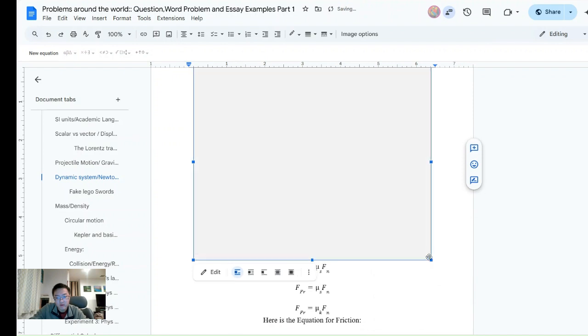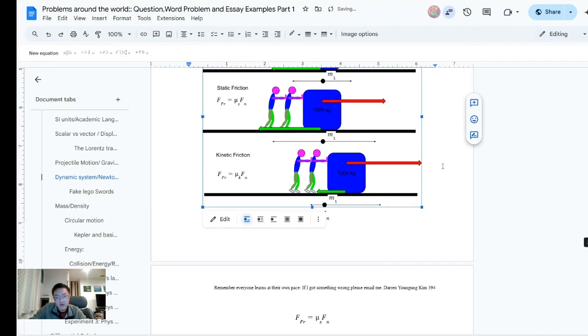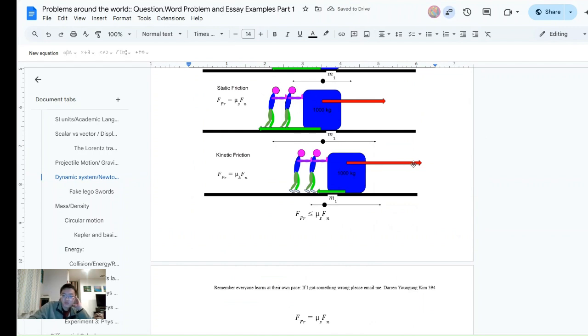What the? Let me just decrease the size. I didn't expect that to happen. I know why that happened because of this one. Anyway, μk is kinetic friction, which as you can see is a different coefficient you have to measure afterwards. The static friction and the kinetic friction are different.